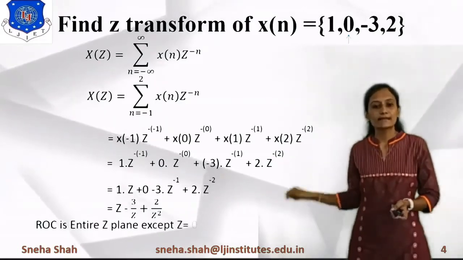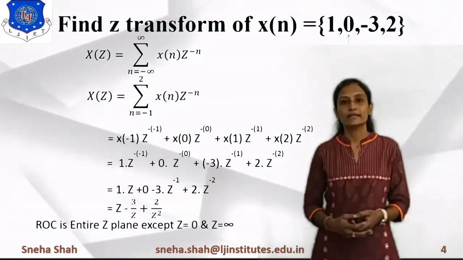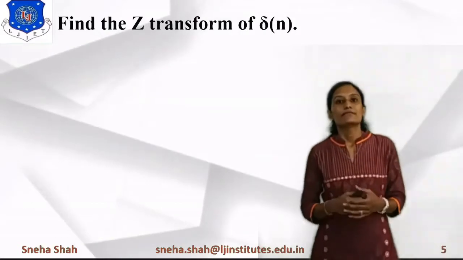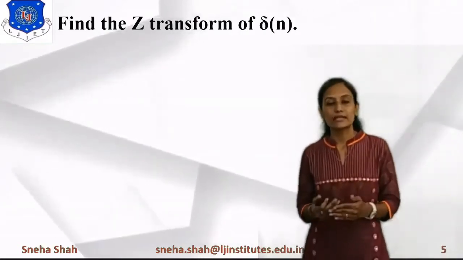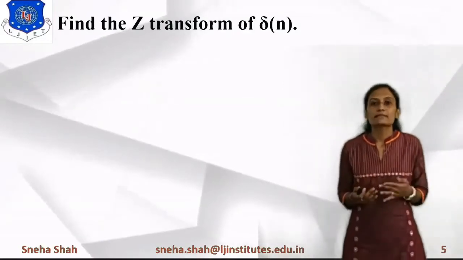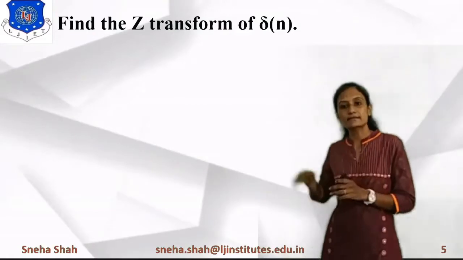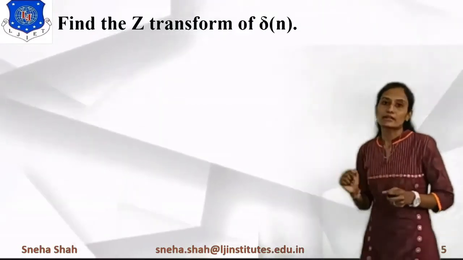ROC is the entire z plane except z equals 0 and z equals infinity. Now the next example is to find the z transform of the unit impulse signal, which is del of n. If we are defining the z transform for a standard signal, then for the standard signal del of n, what is the z transform?